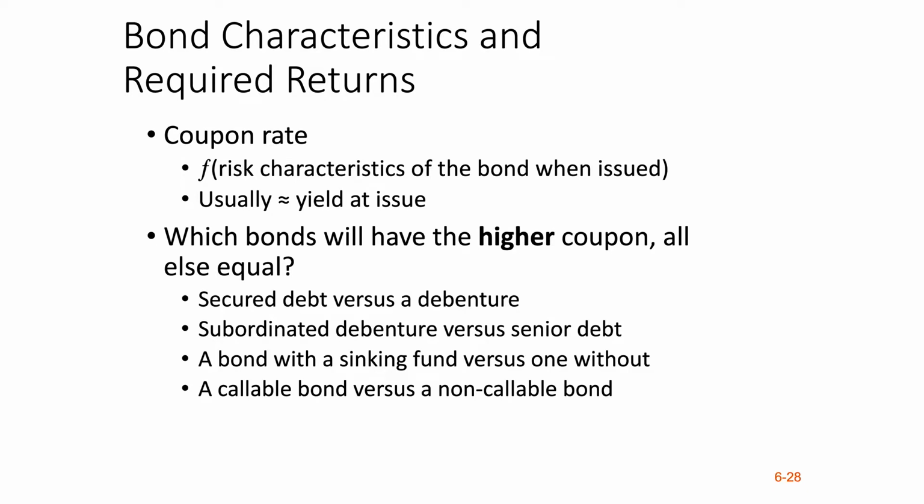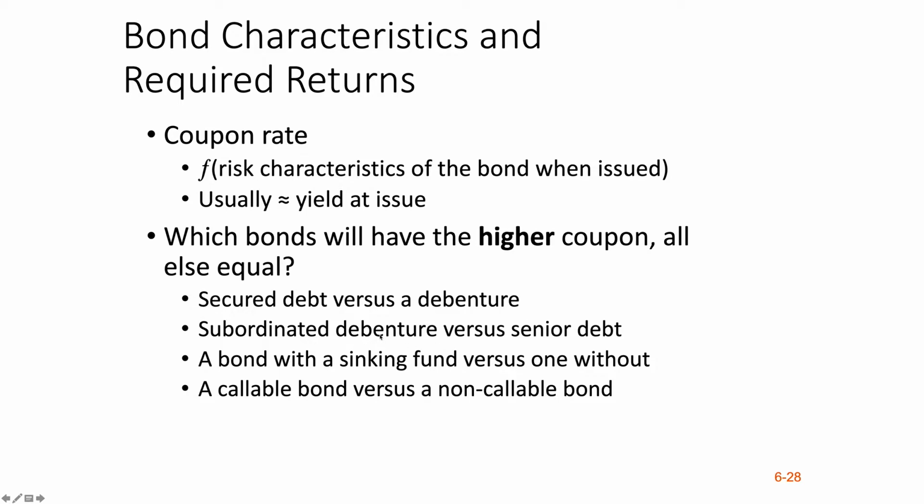Number two, subordinated debenture versus senior debt. Which one is riskier, senior debt or junior debt? Obviously, junior debt, the subordinated debt. Therefore, the subordinated debenture will pay a high coupon rate.